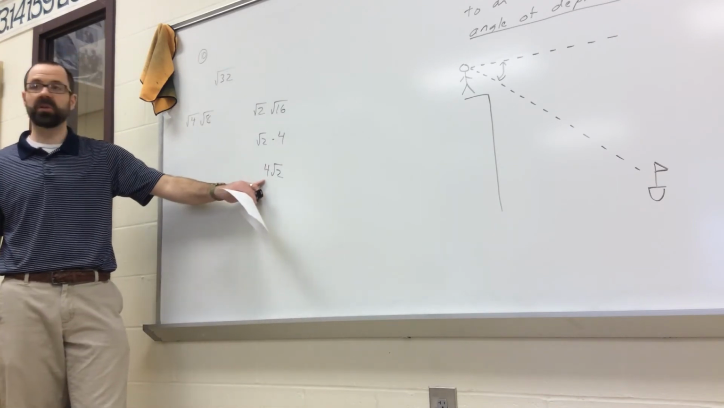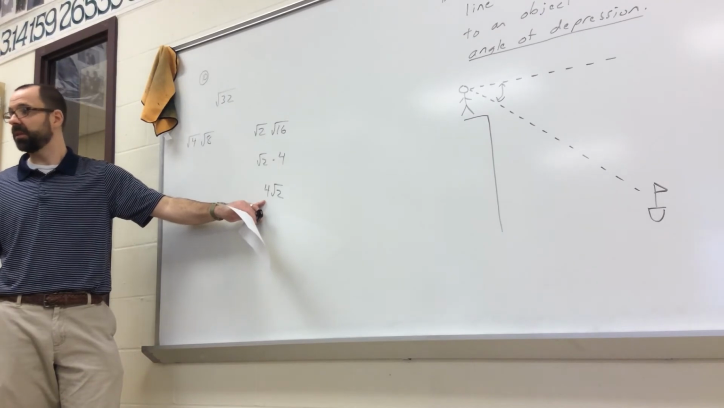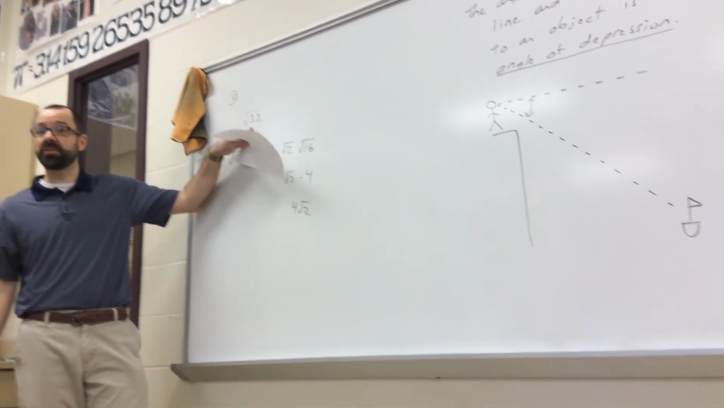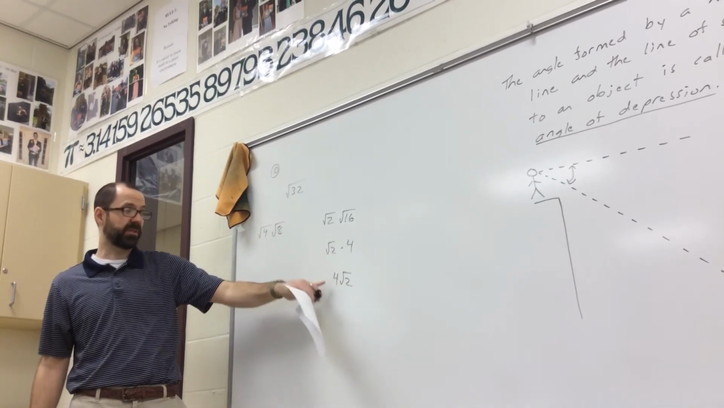So if you typed 4 times square root of 2 into your calculator, you'd get a nasty decimal. If you typed square root 32 in your calculator, you get the same nasty decimal. This is equal to that.